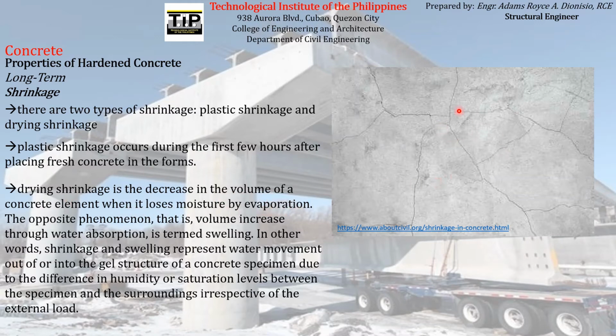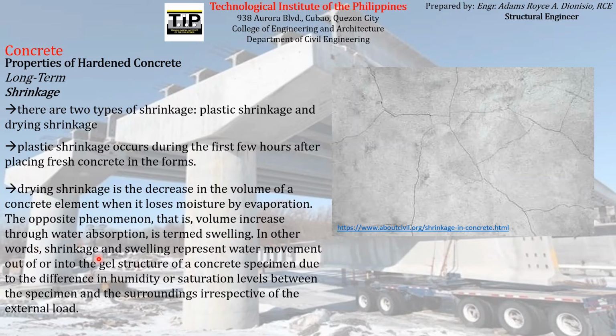So the concrete tends to lose moisture, making it dry, which looks something like this. You can see here the surface of a concrete that has dried out because of the evaporation of the moisture that it contains. The opposite of that phenomenon, drying shrinkage, is the volume increase through water absorption, and is termed swelling.